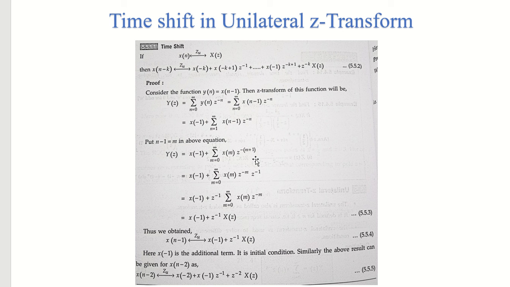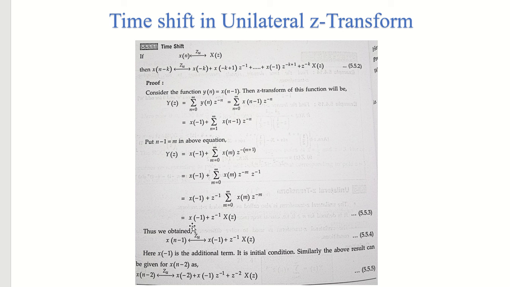Again, in the next term, I will keep x of minus 1 as it is, and this bracket I'm going to break, so we can write z raised to minus m and z inverse separately. Now I can take this z inverse outside of the summation, and I can write x of minus 1 plus z inverse summation of m equals 0 to infinity x of m into z raised to minus m. And again, this is the formula of the Z transform of x of m, right? So we have x of minus 1 plus z inverse X of z, right?